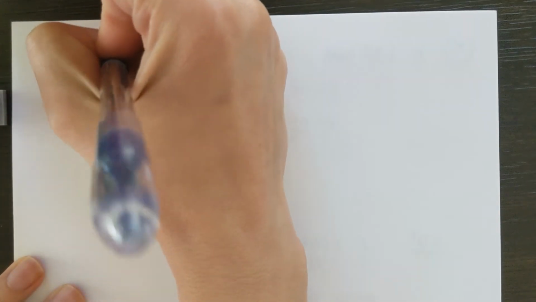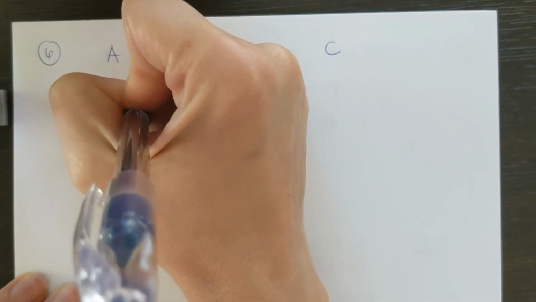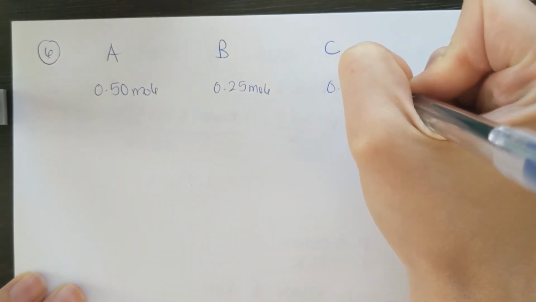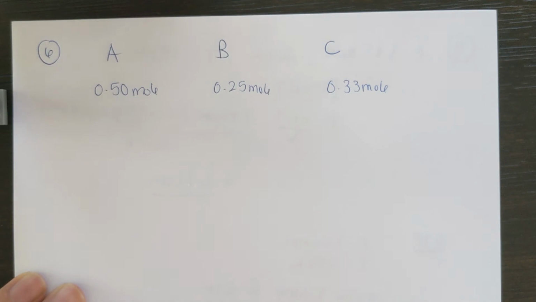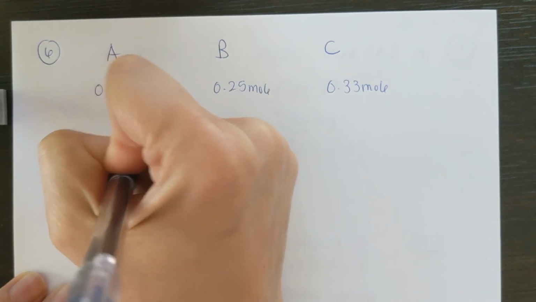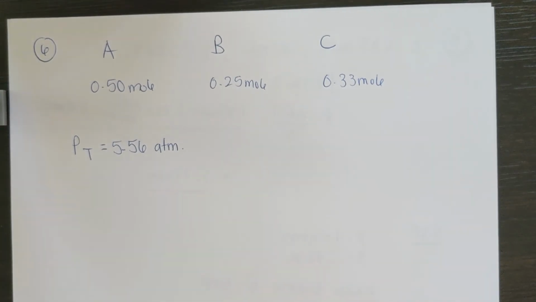Number 6 looks at a mixture of gases. We have gas A, B, and gas C. They tell us that gas A has 0.5 mole, gas B has 0.25 mole, and gas C has 0.33 mole, and the total pressure is 5.56 atmospheres. We are asked to solve for the partial pressure of each gas.